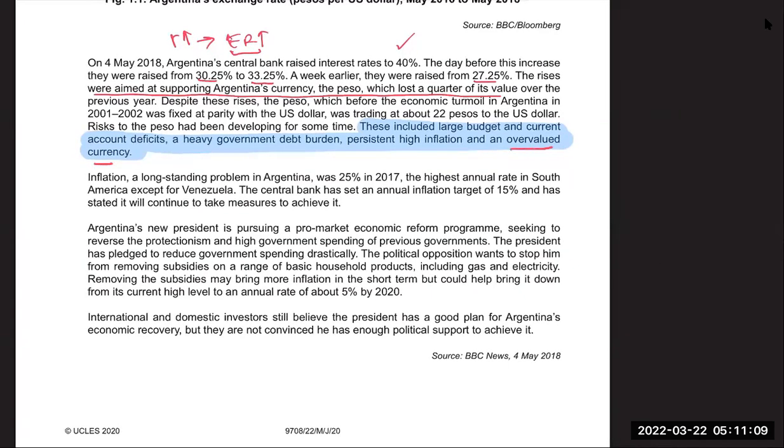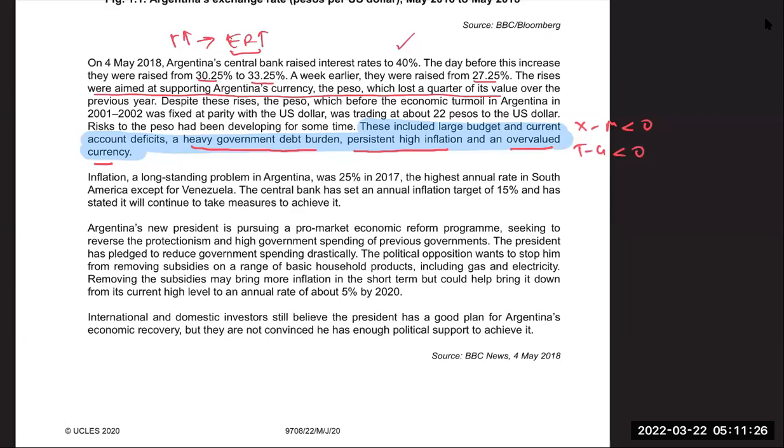Number two, they're also saying inflation is very high. Number three, they're saying the government owes money to others, and also you have X minus M in a deficit, and also a budget deficit, which means T minus G is less than zero.